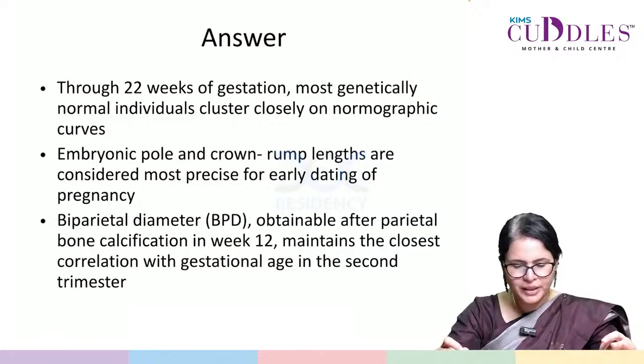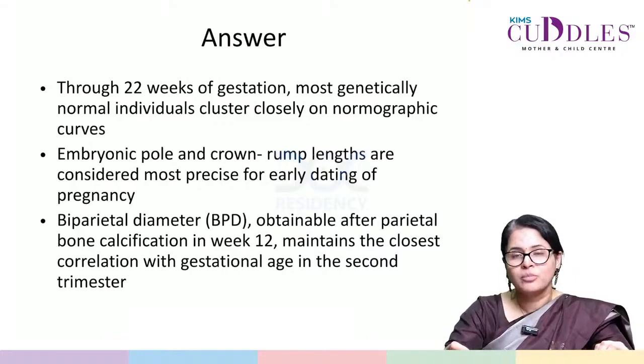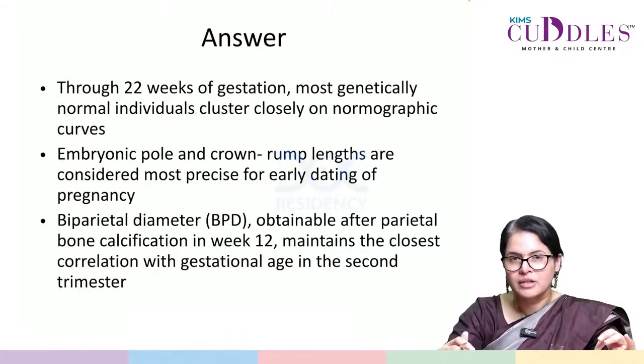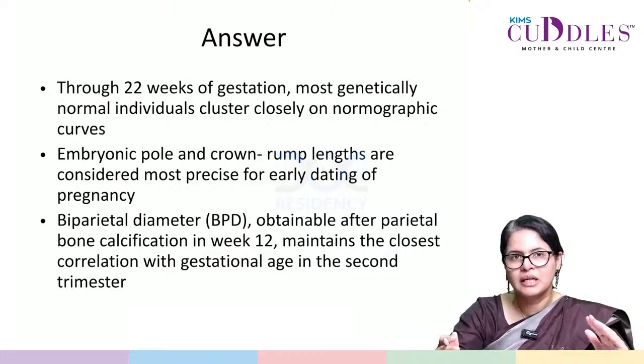So, through 22 weeks of gestation, most genetically normal individuals cluster closely on nomographic curves. That's the reason for the reliability for gestational age. In terms of growth or the assessment of the parameters, it's most reliably done in the first few weeks of gestational age.